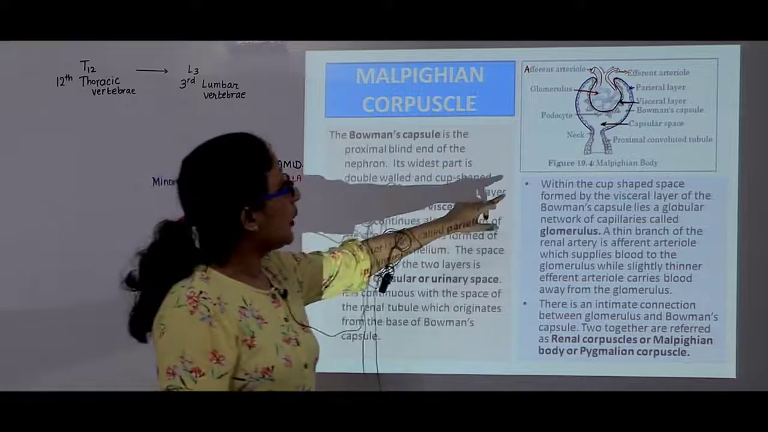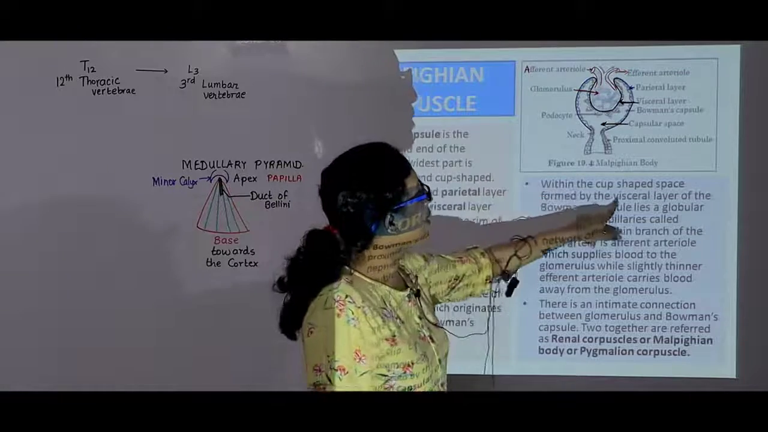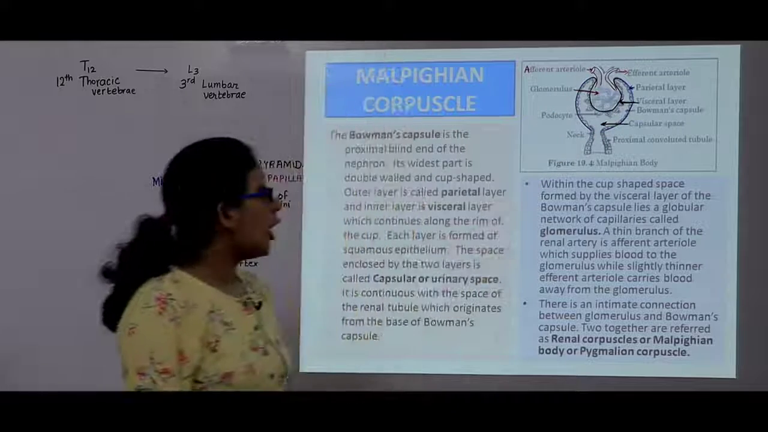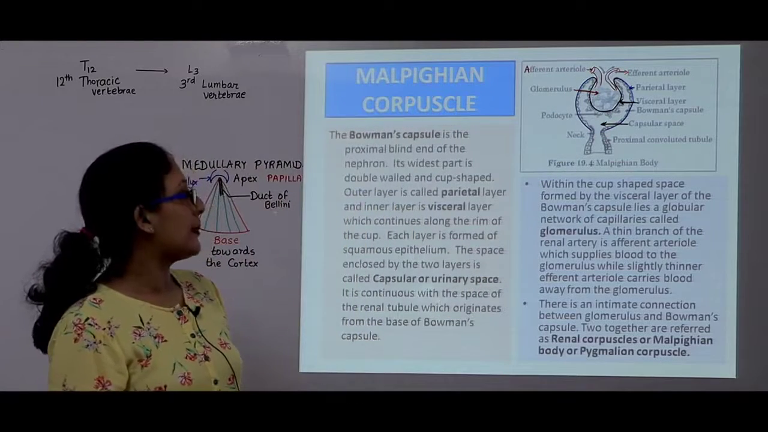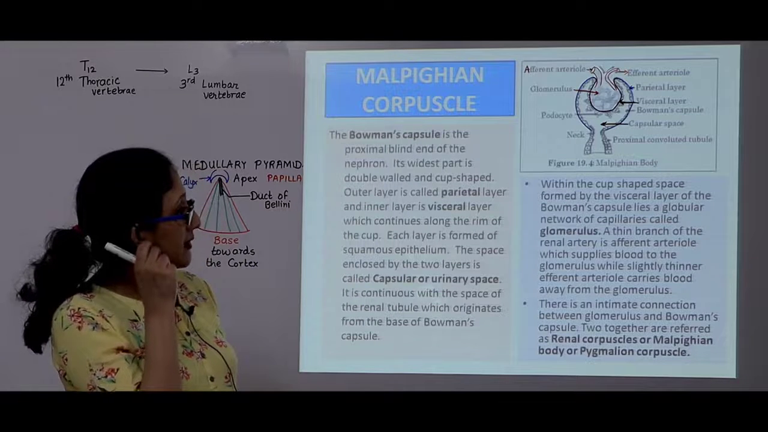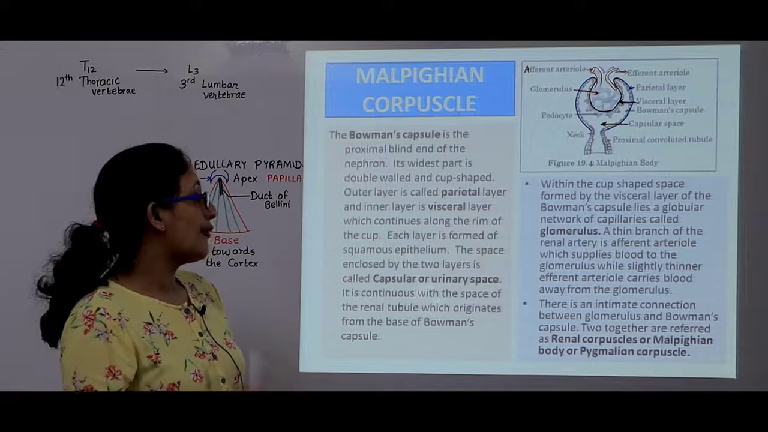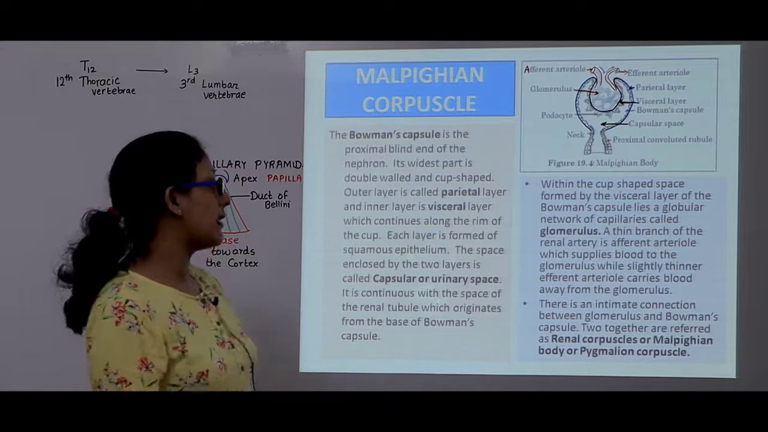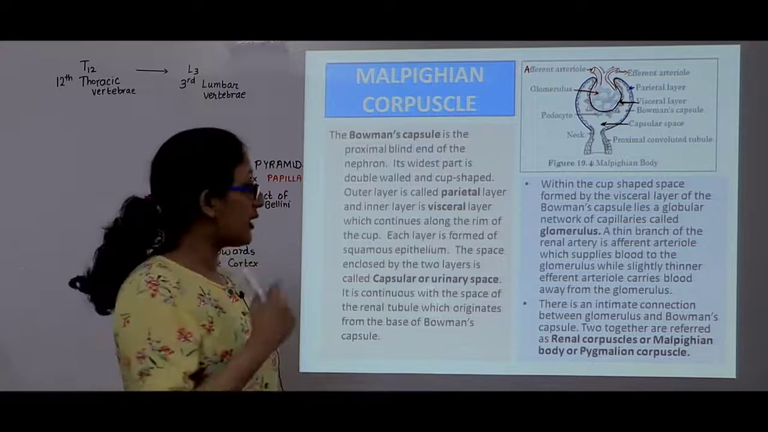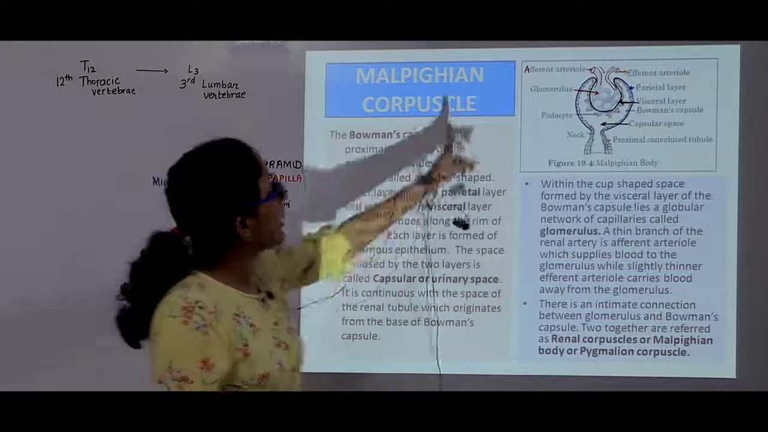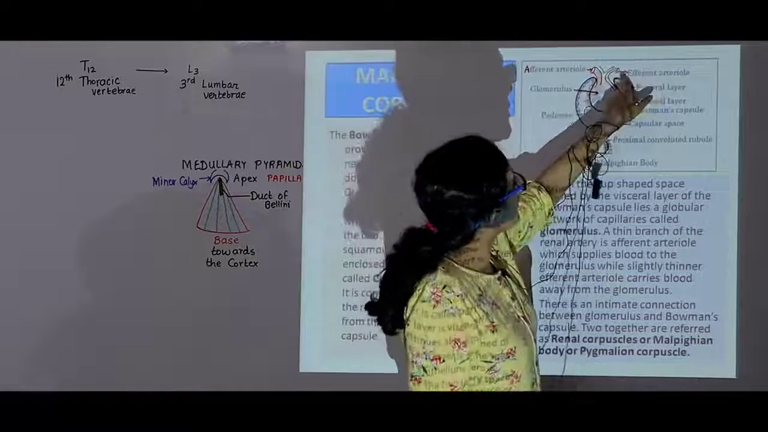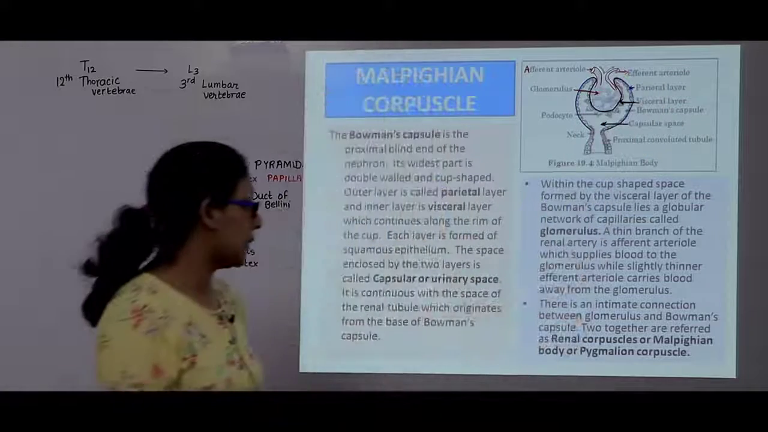So once again, within the cup shaped space formed by the visceral layer, within that black line, lies a globular network of capillaries called the glomerulus. The thin afferent arteriole, a branch from the renal artery, gives blood to the glomerulus, but a slightly thinner efferent arteriole carries blood away. So blood going in is afferent, blood coming out, see the arrow is opposite, is the efferent arteriole.